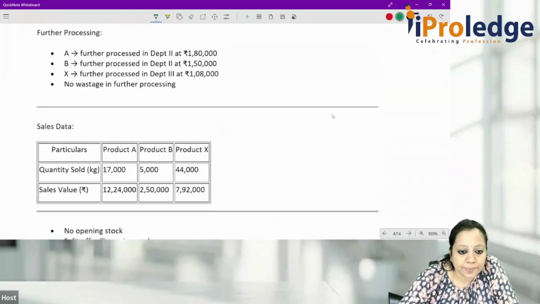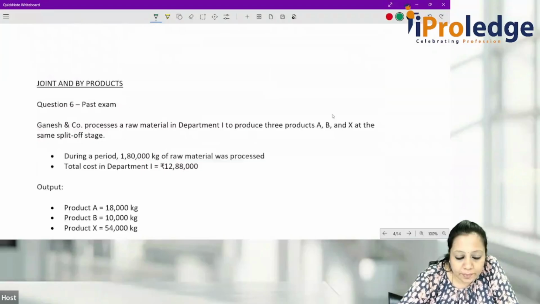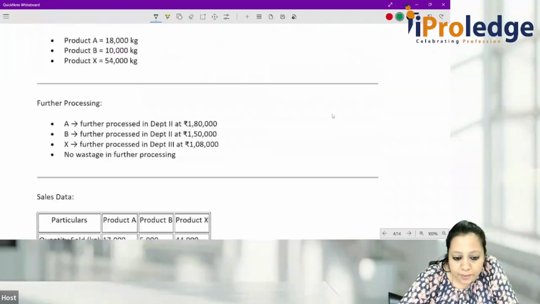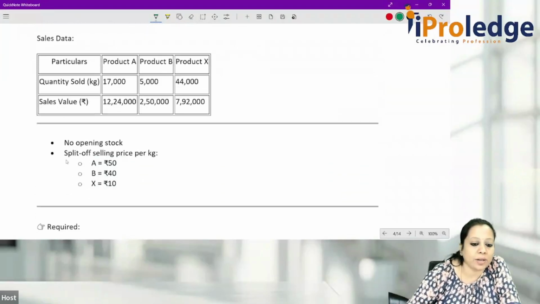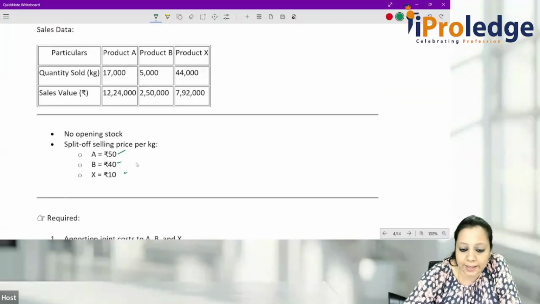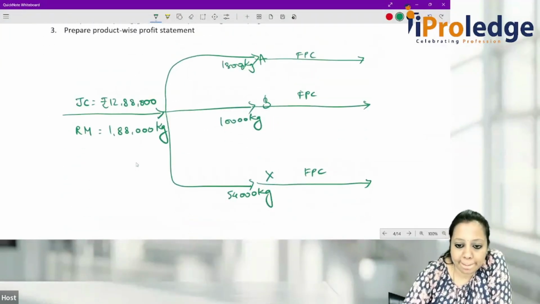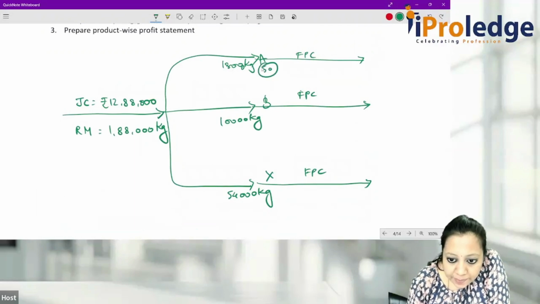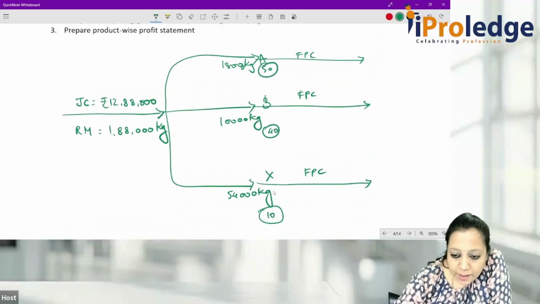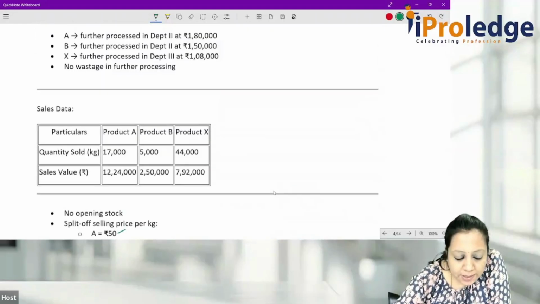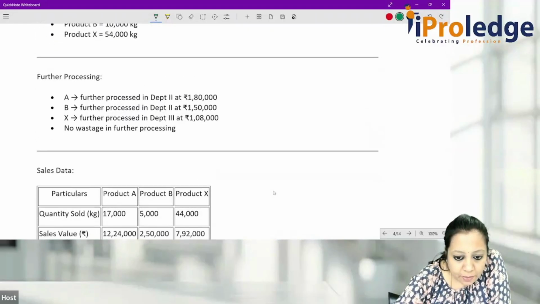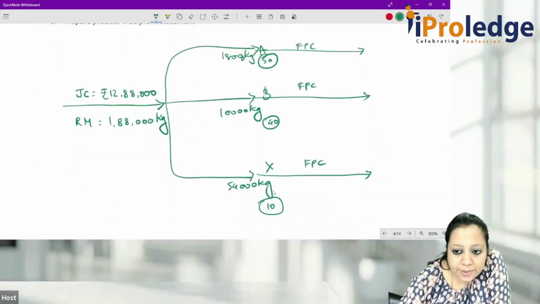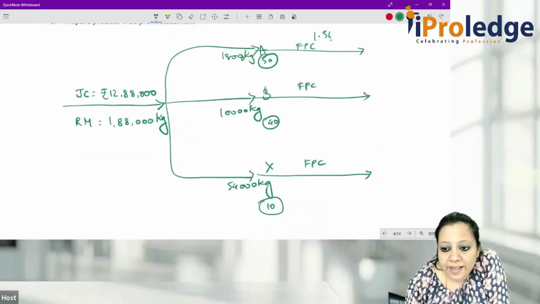Okay. So wanted to show you that 50, 40 and 10. So we will take that 50, 40 and 10. And further processing cost, let us take 1 lakh 80, 1 lakh 50 and 1 lakh 8,000. 1.5 lakhs, 1.8 lakhs, 1.08 lakhs.